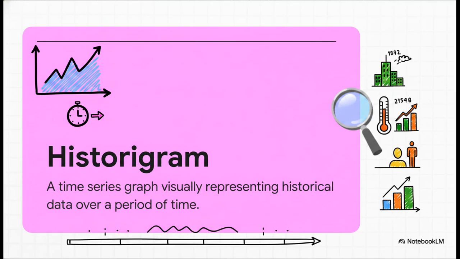So the textbook definition tells us a histogram is a time series graph that visually represents historical data, showing the value of one or more variables over a period of time. Right, let me play jargon translator for a second. In plain English, it's really just a picture that shows how things change as time passes. That's the whole shebang. Whether you're tracking a city's population over 100 years or just looking at daily temperatures over a single week, a histogram basically takes those raw numbers and physically maps out their journey through time.